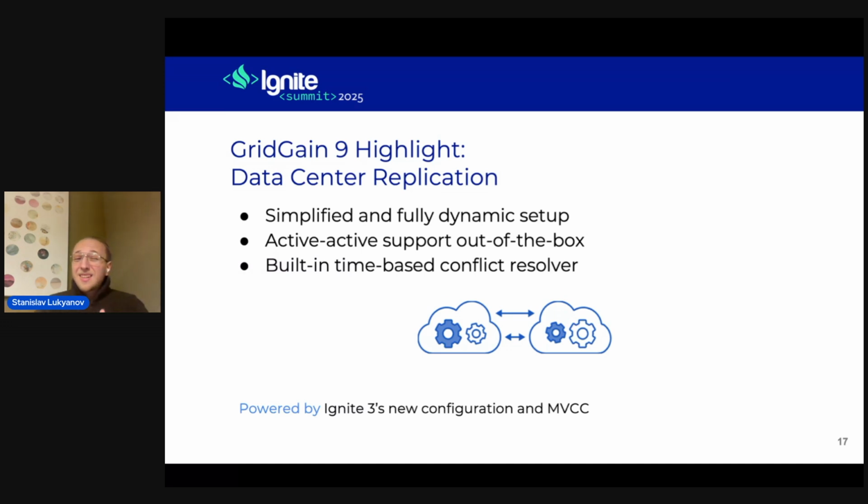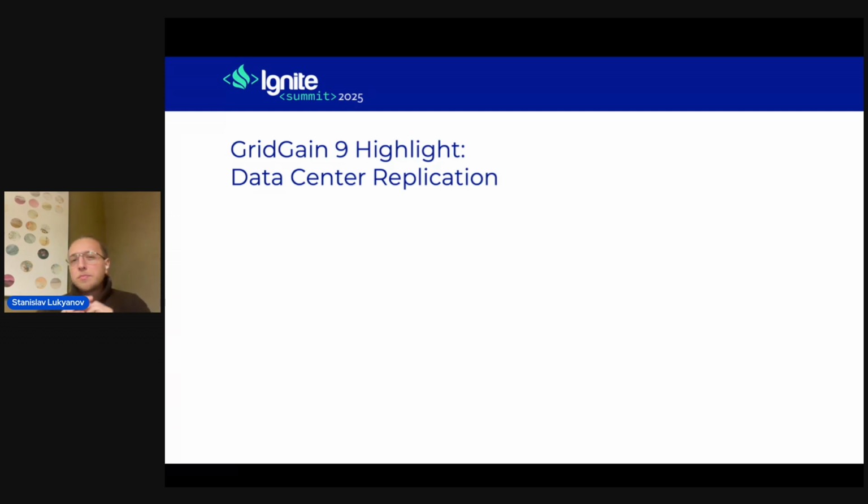The difficulty with data center replication, though, was always that, well, configuring these cross-regional systems, well, it is always a little bit complex. But with Ignite 3's new configuration framework, and again with some help from the MVCC architecture, we were able to improve on that quite a bit. And here I want to just show you how you configure data center replication in 9. But before that, let me show you how you configure data center replication in GridGain 8.